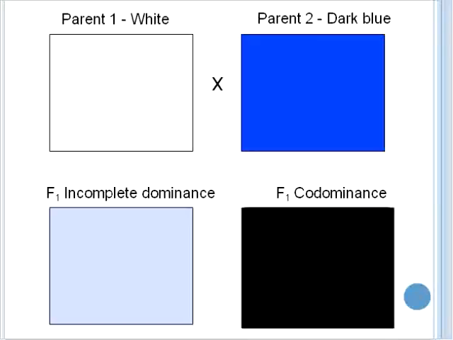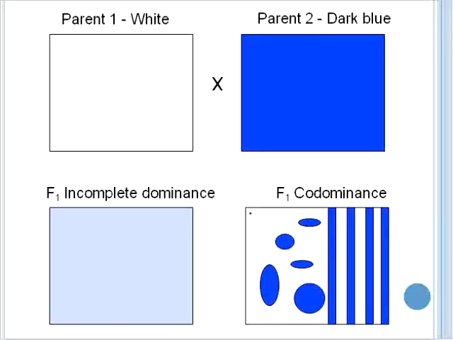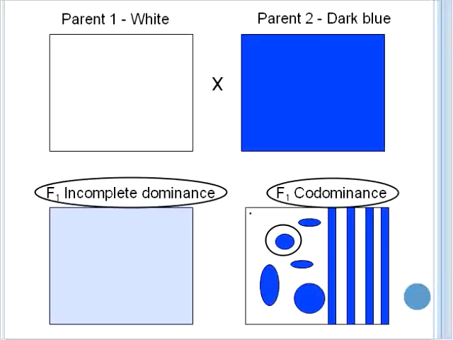Codominance, on the other hand, you would see the following. Both are being expressed. There are portions of the offspring which are blue, portions, of course, which are white. This is codominance. Incomplete dominance: uniform, a third phenotype. Codominance: both traits being expressed.